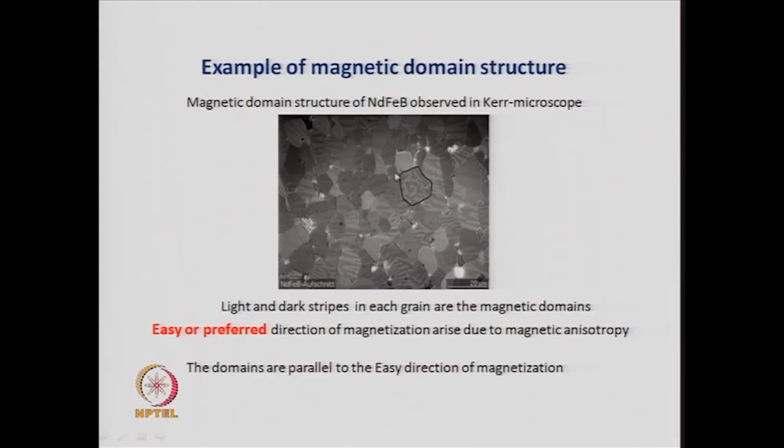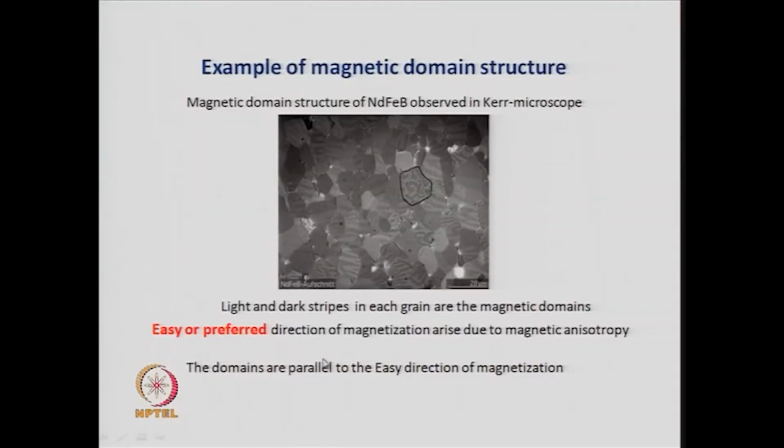So, these are like grains, and in these grains you can see these dark and light stripes. That is because of the difference in the magnetization, and the difference in the magnetization is reflected in the rotation of the plane of polarized light by this magnetic surface. This is called the Kerr effect in the presence of a magnetic field.